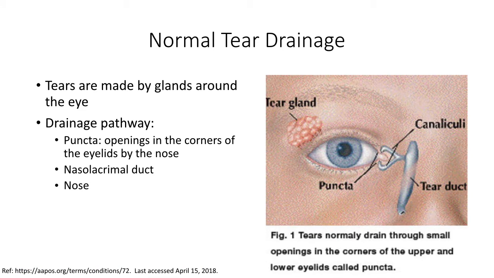Here is an image of a normal tear drainage system. Tears are made by the glands located around the eye to keep the eye lubricated. Normally, after tears are made, they drain into openings in the corners of the eyelids by the nose, known as puncta. Then the tears drain through a system of tubes leading to the tear duct. Finally, the tear duct directs the tears into the back of the nose. This is why your nose may run when you cry.